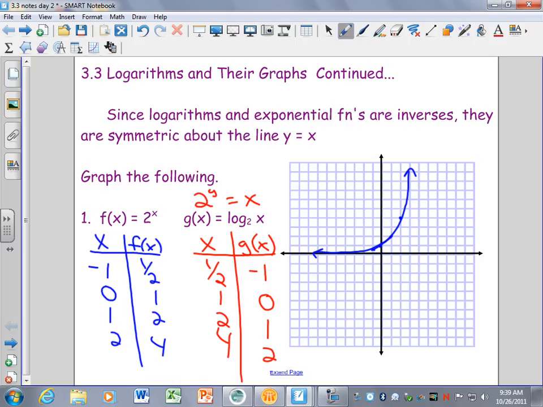So I'm going to graph this one in red. And at 1/2, the y value is negative 1. At 1, it's at 0. At 2, it's at 1. At 4, it's at 2. What would be the next point that would work out without being a decimal?